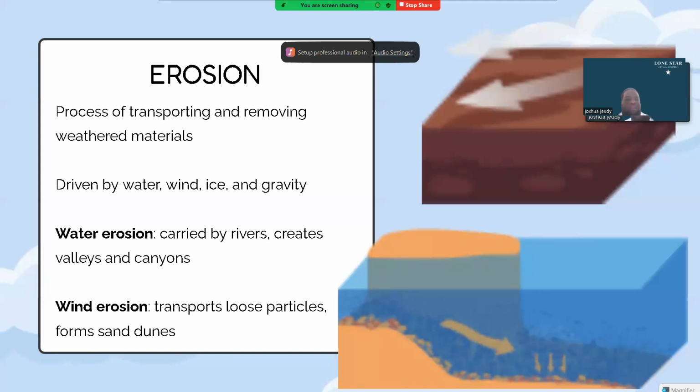So, the main difference between weathering and erosion is that weathering breaks things down, but it pretty much stays in the same place. Erosion breaks things down and moves them out of the way. So, do you understand now weathering and erosion? These two are very similar, but make sure you understand the difference. So that is weathering and erosion.